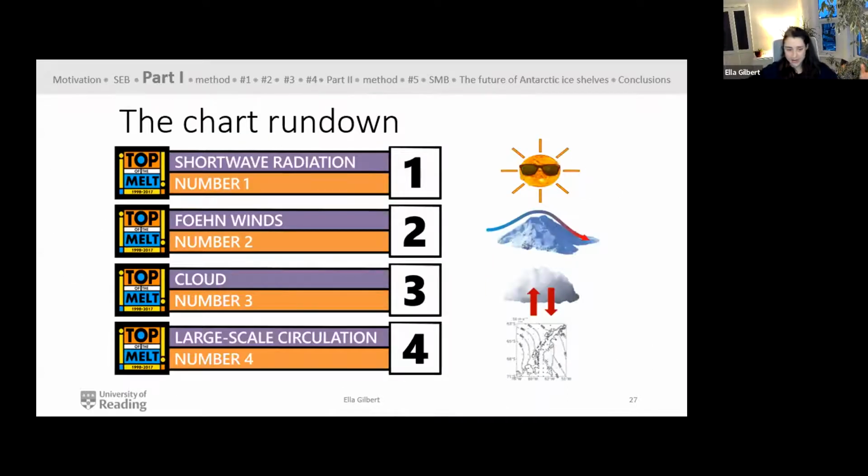So the chart rundown, hopefully we've won top of the pops. In at number 1, you've got shortwave radiation. Foehn winds are especially important in non-summer seasons, and they're number 2. Then we've got cloud, which strongly mediates the surface fluxes and may become more important in future. And then finally, we've got large-scale circulation, which establishes conditions for any of those localized drivers to drive melt.